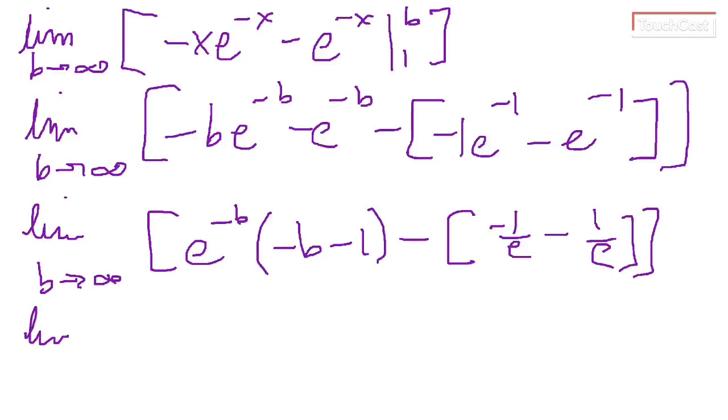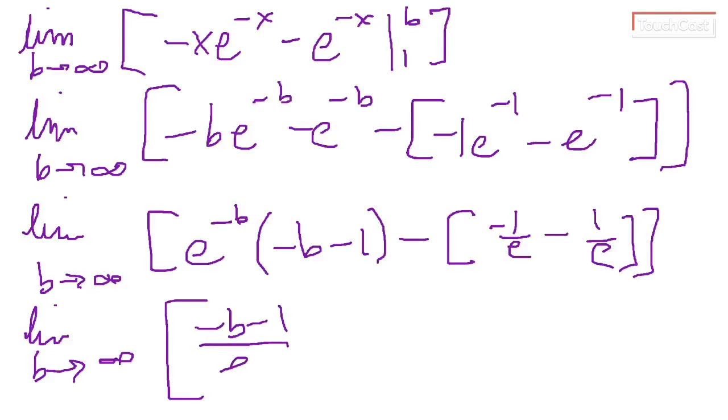This is the limit as b goes to infinity of negative b minus 1 over e to the b minus, how about we make this plus? I'm going to change this to plus and change this to plus and plus. That looks like 2 over e.